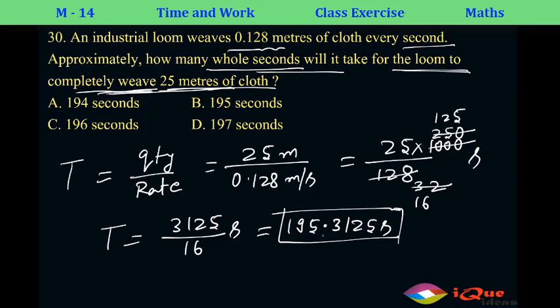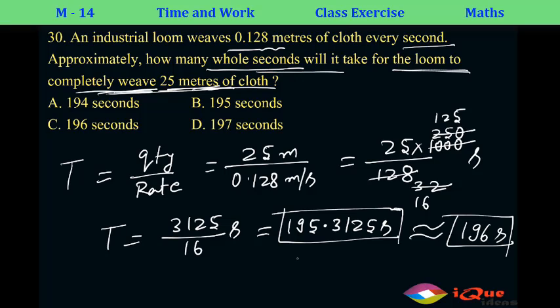Right? This is a tricky situation. To complete 25 meters of cloth, you need to go above 195. Hence, the nearest whole second will be 196 seconds. So this is not a question of approximation. Please be very careful. It is asking at what point in time the 25 meters will be completed.